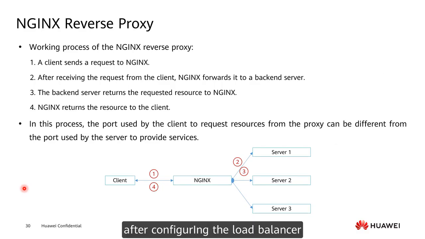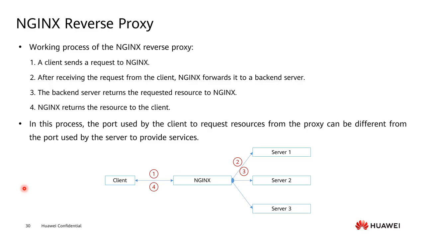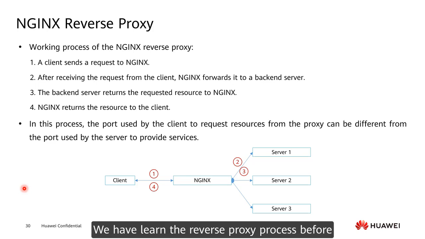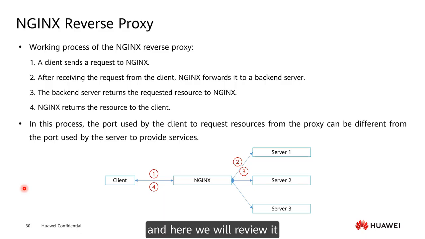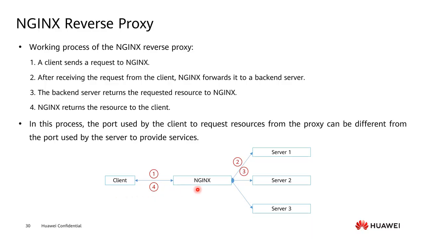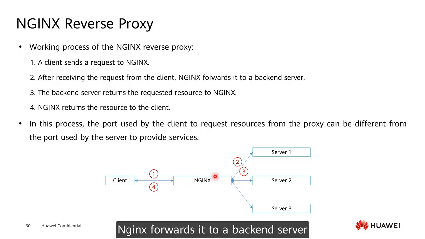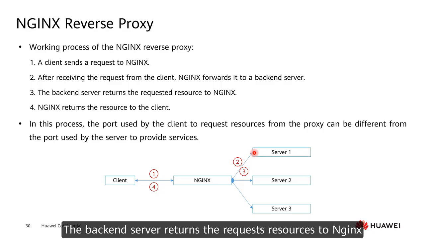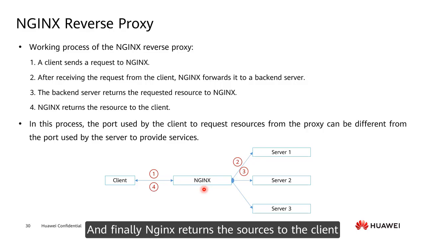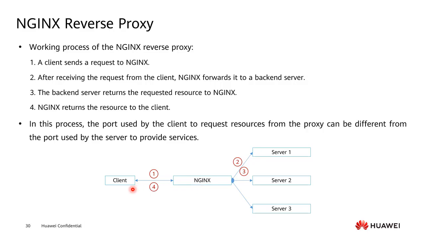After configuring the load balancer, you need to configure the reverse proxy function of Nginx so that the load balancer can work properly. We learned the reverse proxy process before, and here we will review it. From this picture, we can see that first, a client sends a request to Nginx, and after receiving the request from the client, Nginx forwards it to a backend server. The backend server returns the requested resources to Nginx, and finally, Nginx returns the resources to the client.